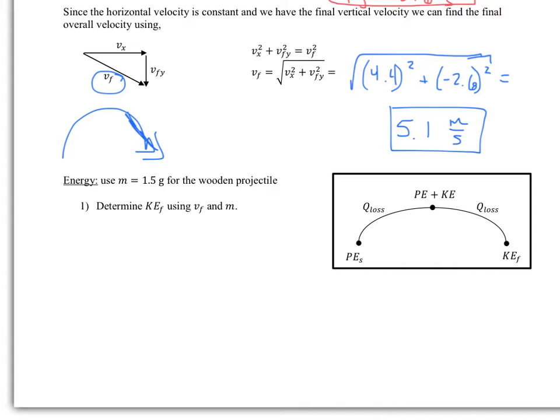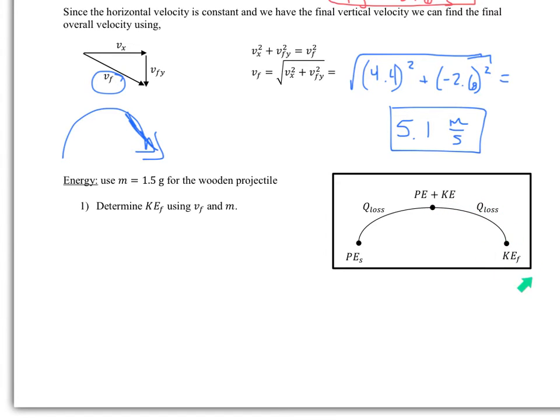Then it's launched. Along the way up, it loses energy due to air resistance, Q loss. It gets to the top. At the top now it has height and it's still moving. Remember, when it's at the top, it's moving horizontally still. It pauses vertically so that it can go to the top and come back down. But horizontally, it is most definitely still moving. So at the top, because it has height and it's still moving, it's got both potential and kinetic energy. It loses energy again on the way down.